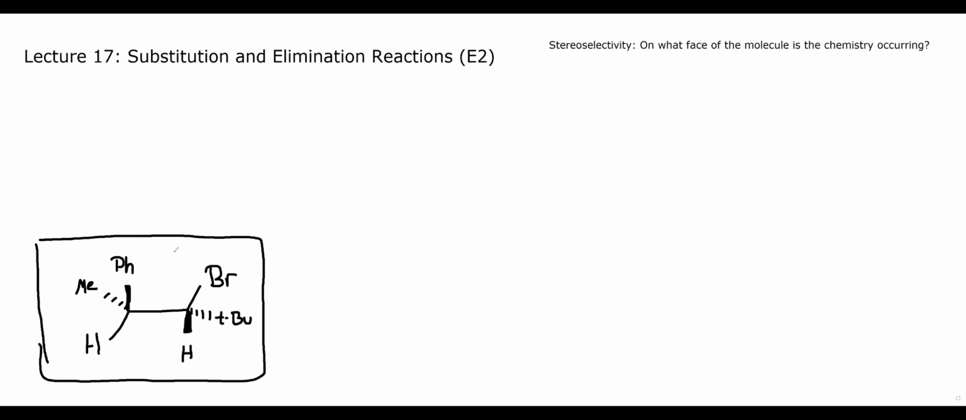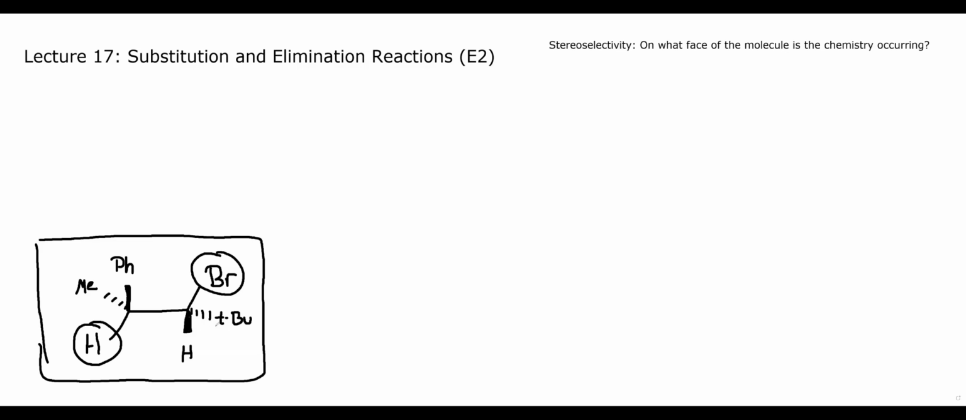So we have this substrate here with stereochemistry defined. We have these hashes and wedges. We have our leaving group here, bromine, and we have only one beta hydrogen, which is this one over here. All of the other beta carbons have no hydrogens, right?